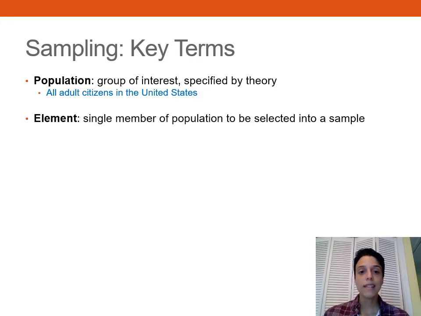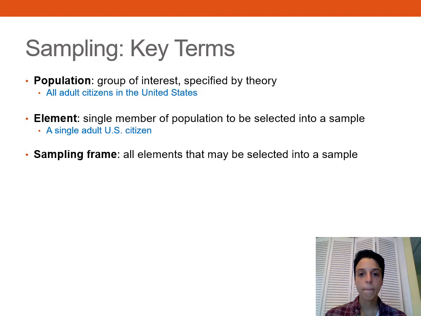An element is a single member of a population that can be selected into your sample. So going back to our attitudes about the death penalty example, an element in our sample would be a single adult US citizen. So our population of interest are all adult citizens in the United States, and an element would be one of those, so one single person.